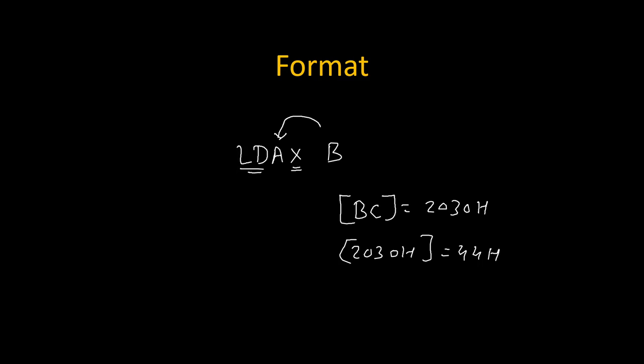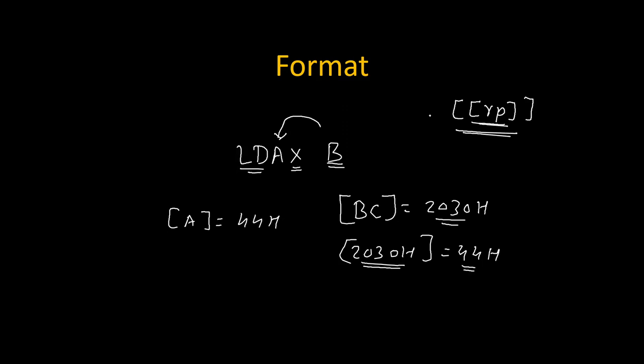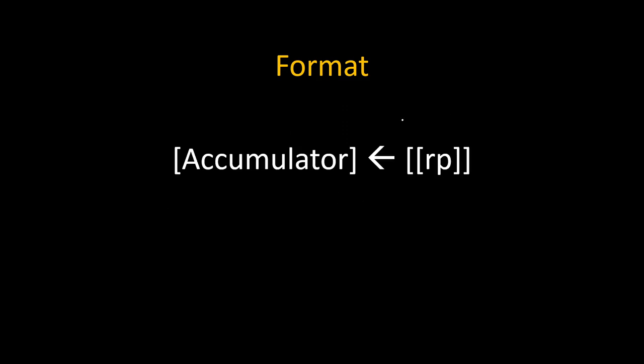So what is the format of this instruction? We are transferring the content of register pair. Content of register pair BC is 2030H, and the content of 2030H is 44H. So that 44H will get copied inside the accumulator. So the format will become: content of register pair will get copied inside the accumulator.